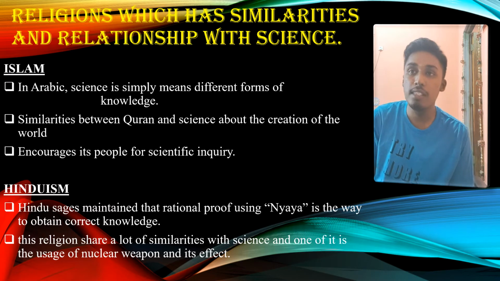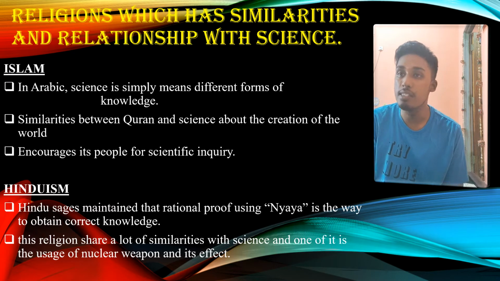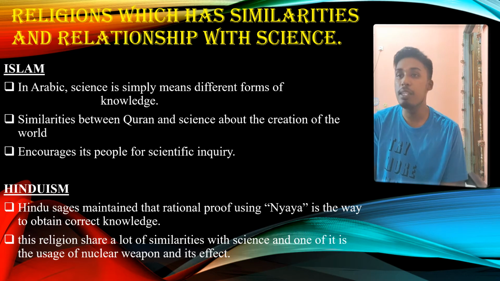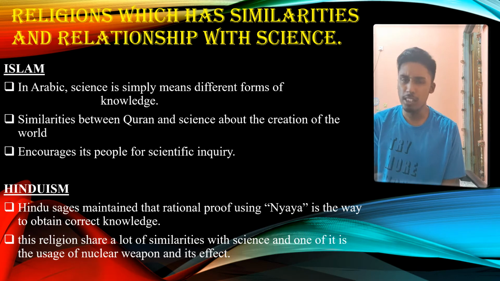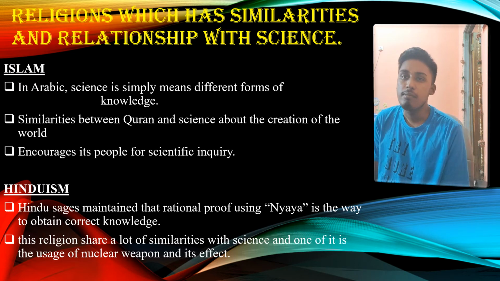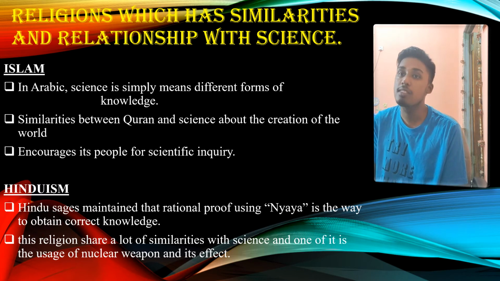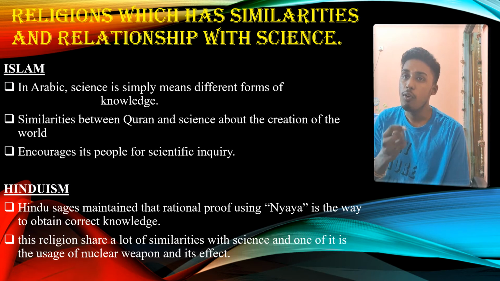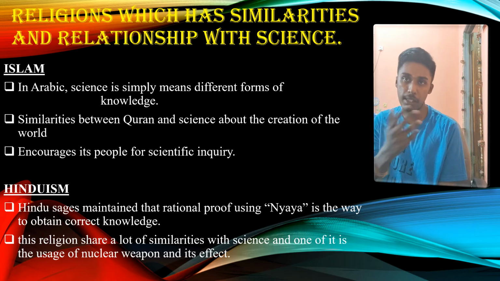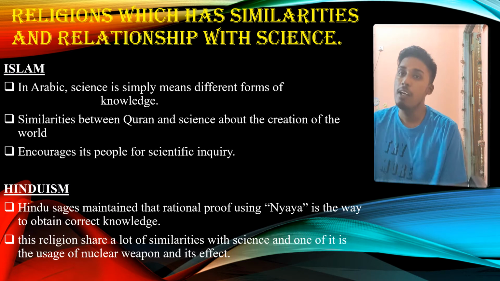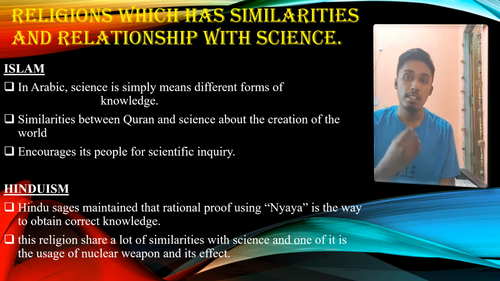Hi guys, let's see the religions which have similarities and relationship with science. In Arabic, science simply means different forms of knowledge. Science itself has different branches of knowledge like physics, biology and chemistry. So it makes me choose this point to link Islam and science. Not only that, in Arabic itself it also has some scientific names for its own teachings. Like for physics, it has its scientific name which is science of nature. For arithmetic, the science of accounts, and for the religious study, it has its name science of religion.